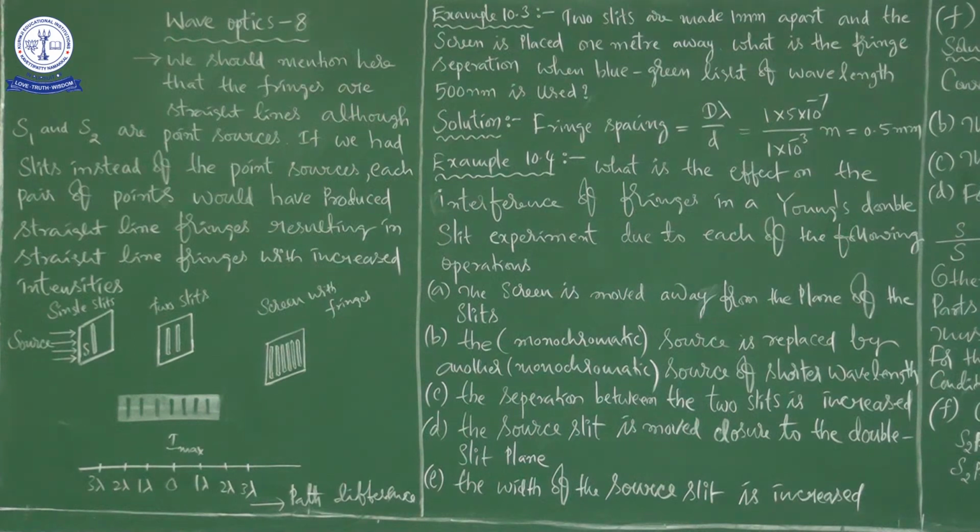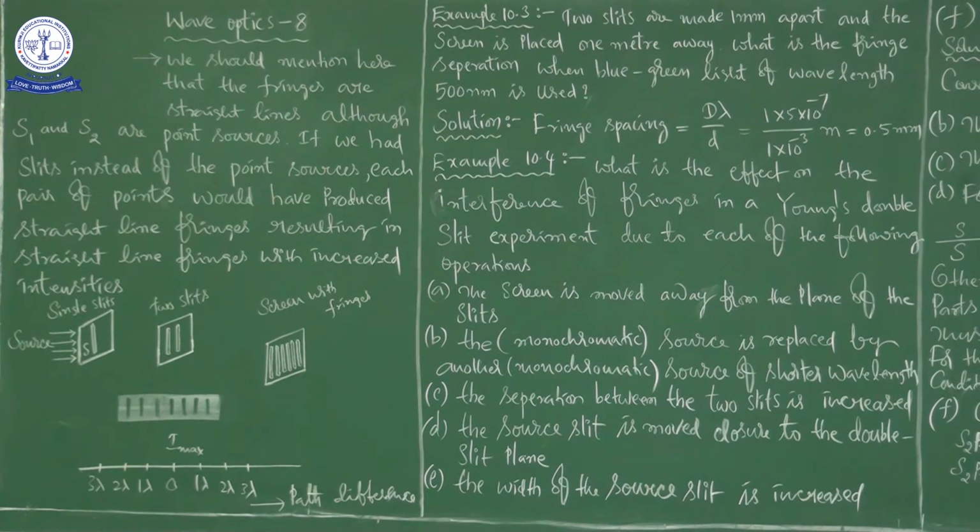Next, D, the source slit is moved closer to the double slit plane. Next, E, the width of the source slit is increased.